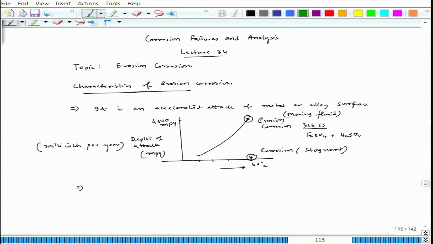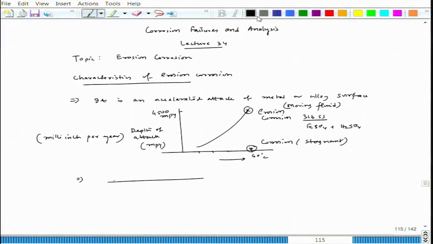The second characteristic, we can say that whenever there is an erosion corrosion, we'll have a directionality of damage. For example, if we take a heat exchanger pipe, let's say this is the wall of that heat exchanger pipe. Now a defect starts forming, and let's say the electrolyte is flowing this way. This is the electrolyte flow. And the damage takes place like this.